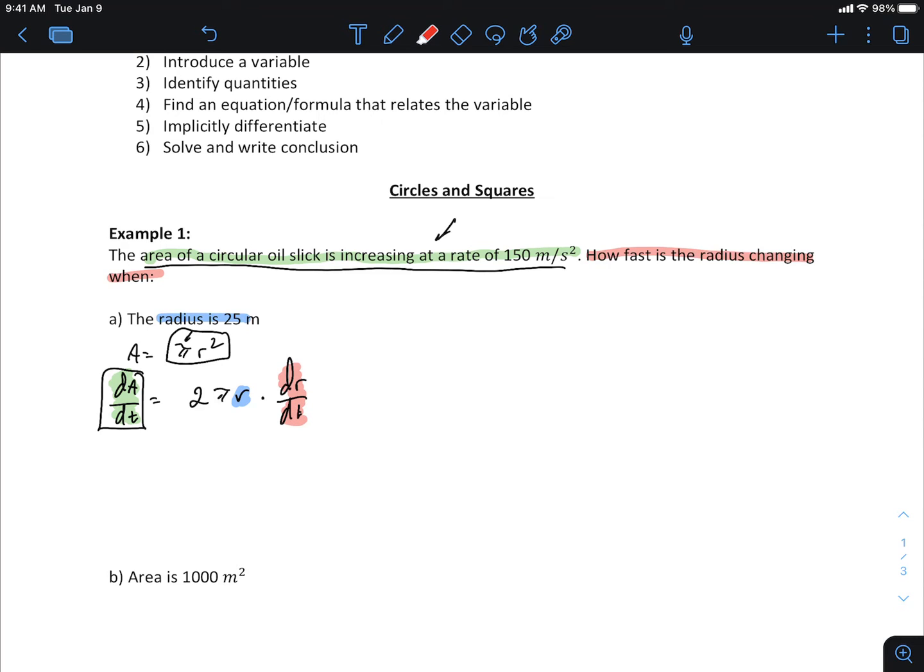Okay, so now we can just plug in all the information that we have, or we could do some isolation, right? I know dA by dt might be a little confusing if we don't plug in a number. So why don't we just plug in the numbers first? We get 150 is going to be equal to 2 pi times 25, multiplied by dr by dt.